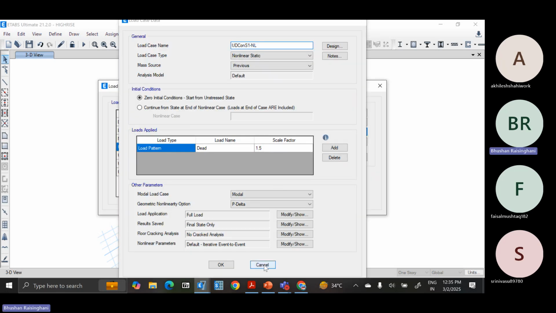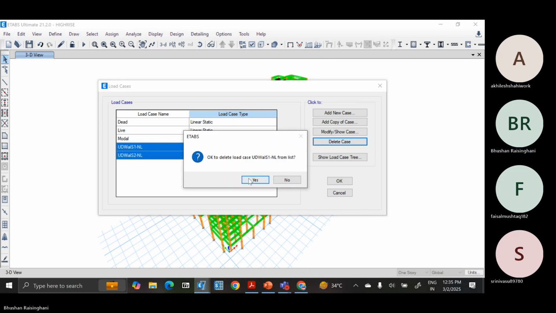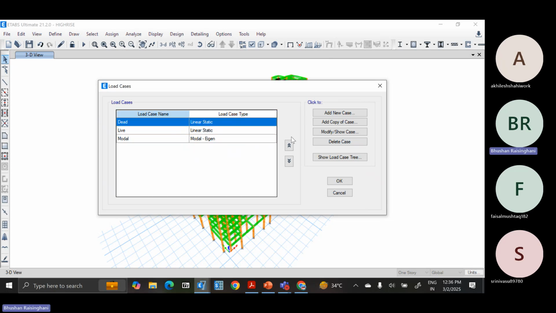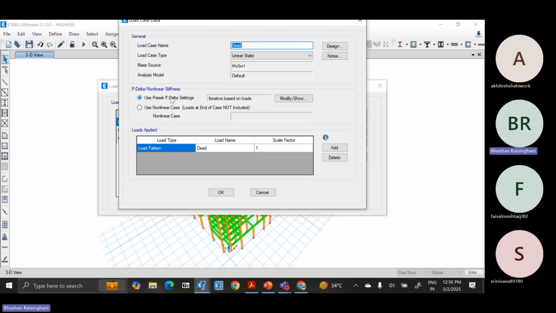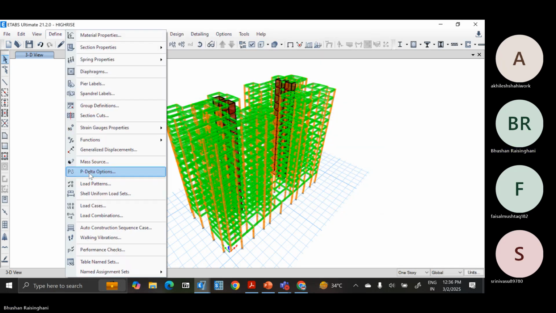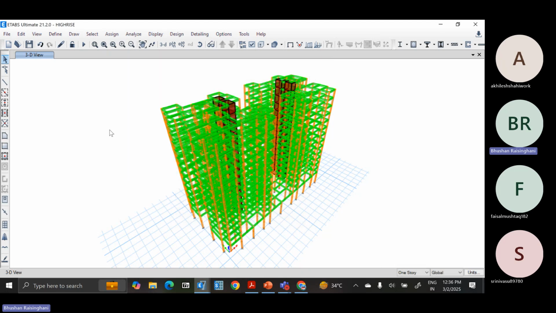There are 2 ways to do it. So what I would say is delete. Okay. And here you can see that the preset P delta option is there always. Then you don't have to do it in the load combination. So preset P delta from here, you define it and it will do the P delta analysis for you.